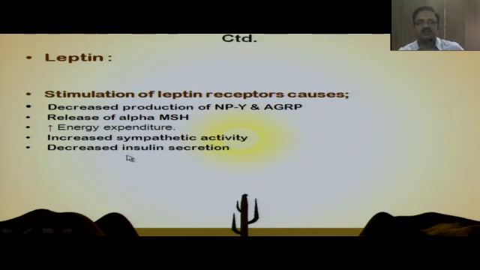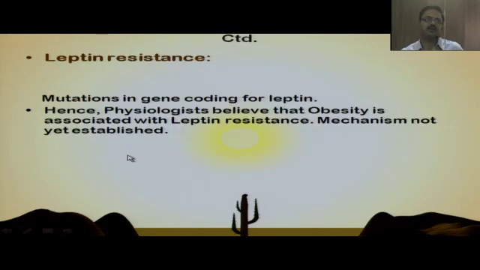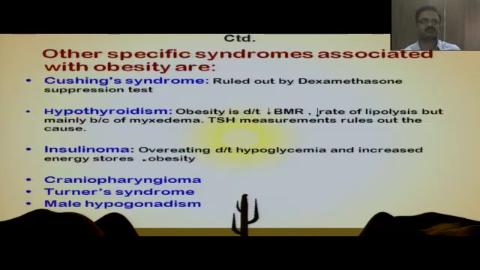There is a decreased insulin secretion, thereby decreasing the appetite. There is a leptin resistance which is well known, and this occurs because of mutation in the genes coding for leptin. Hence, physiologists believe that obesity is associated with leptin resistance, especially the leptin R receptors and the OB gene of leptin. The exact mechanism is still not yet established.